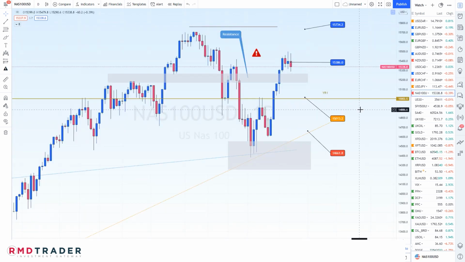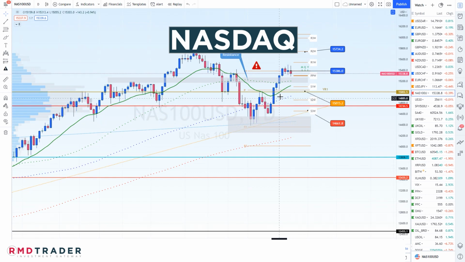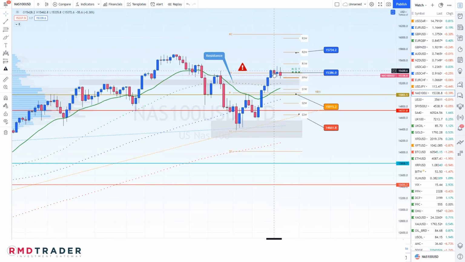Moving on now to our indices and having a look at the NASDAQ. The NASDAQ target from last week was at our monthly R1 at 15,386. So that target was reached. So for this week, the two levels to keep an eye out for would be firstly this area of support from our yearly R1 at 15,000.